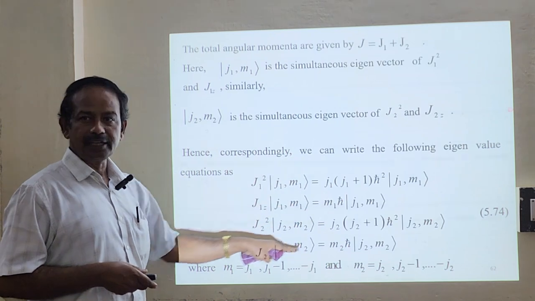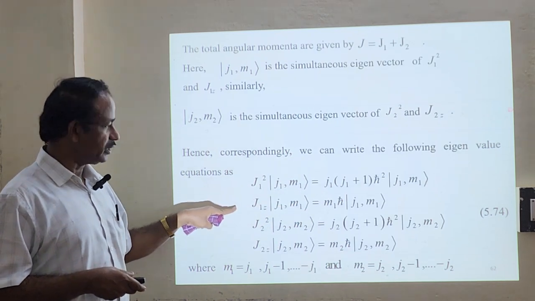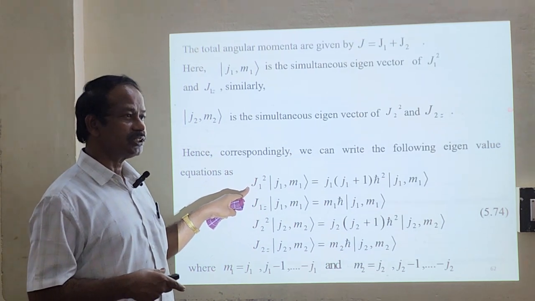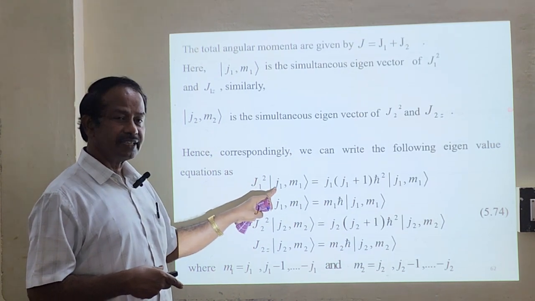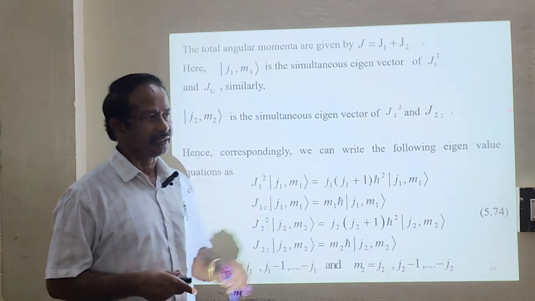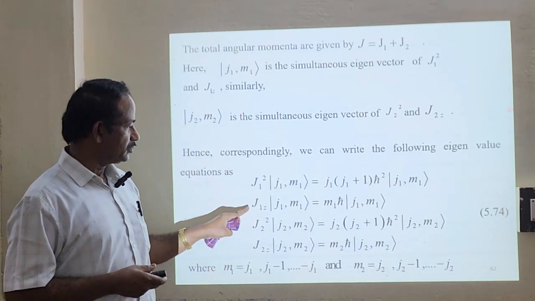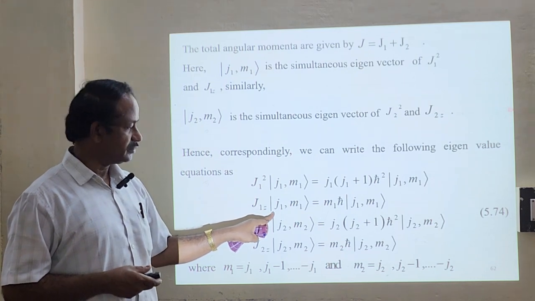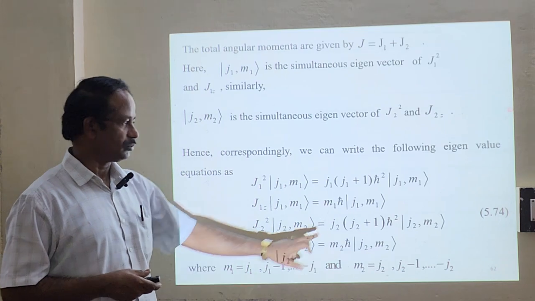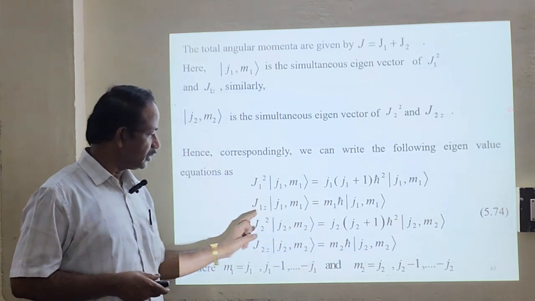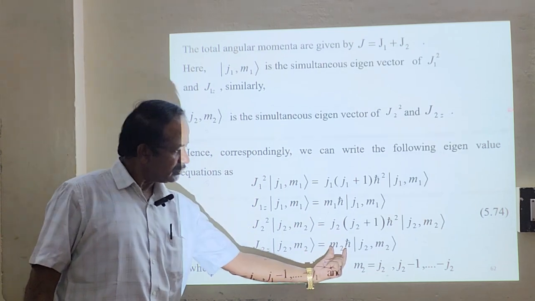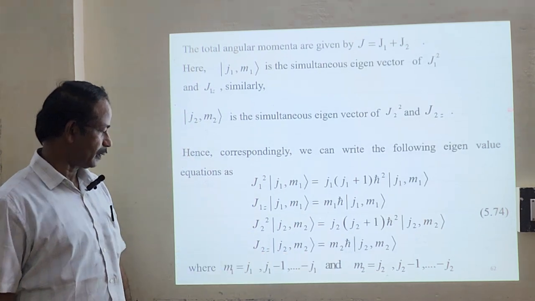So we already know the eigenvalue equations for J1² and J1z. The eigenvalue equation for J1² acts on this ket vector and gives you an eigenvalue with the ket vector. J1z acts on |J1, M1> and gives you M1 ħ |J1, M1>. So this is the eigenvalue of J1z. Similarly, this is the eigenvalue of J2², and this is the eigenvalue of J2z.